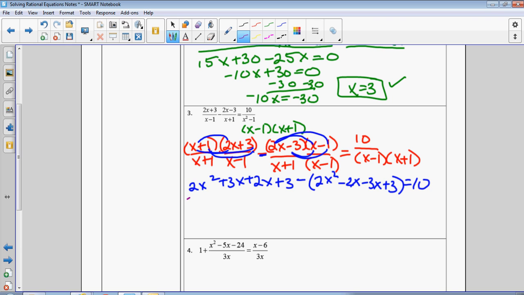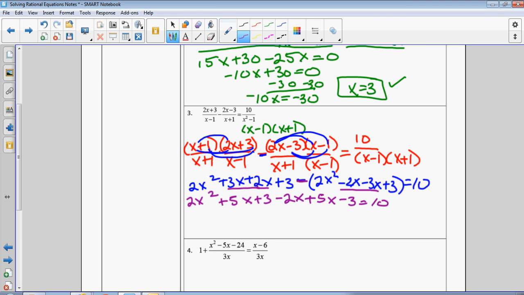I have 2x squared. I'll combine these two to make 5x. And then I'm going to use this minus right here, and I'm going to distribute it to everything in the parentheses. So I have minus 2x. This minus 5x here becomes a plus 5x. And then the plus 3 becomes minus 3. Alright, so I'm ending up here with a quadratic equation, and I have to still combine terms.